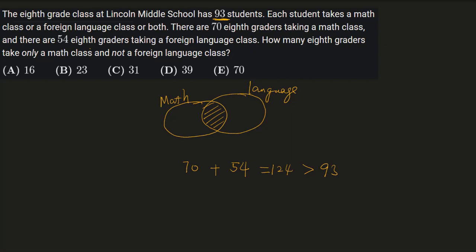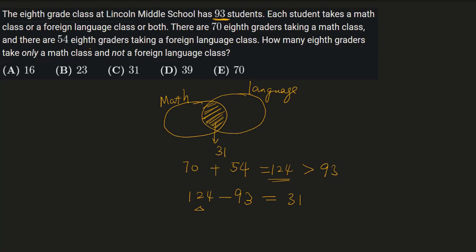And what is that number? That number equals 124, that's this number, right? Minus 93. Because in this 124, you count this common shaded area twice. And when you minus 93, that is just the total number of students once for each. Therefore, this difference equals the number of students that are taking both classes, which is 31. And this is 31.